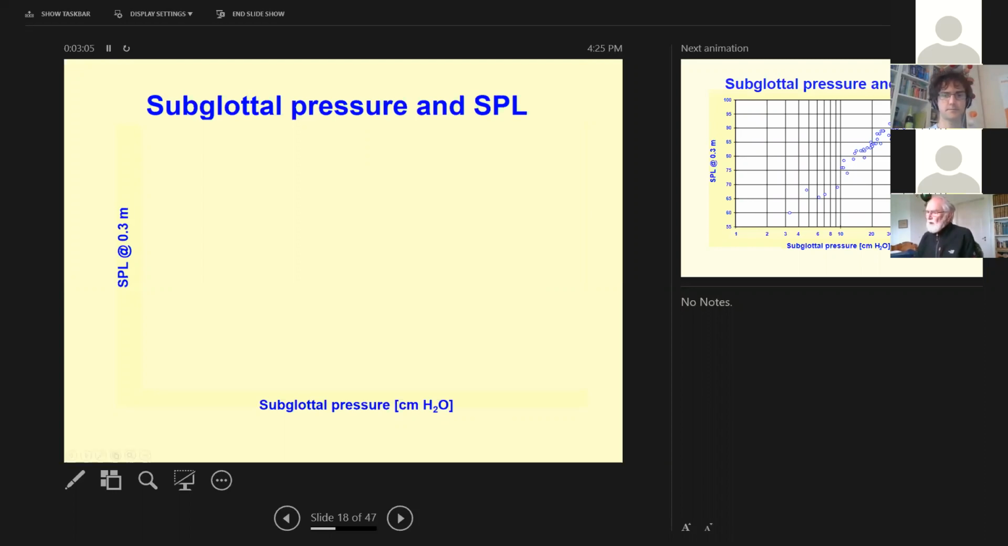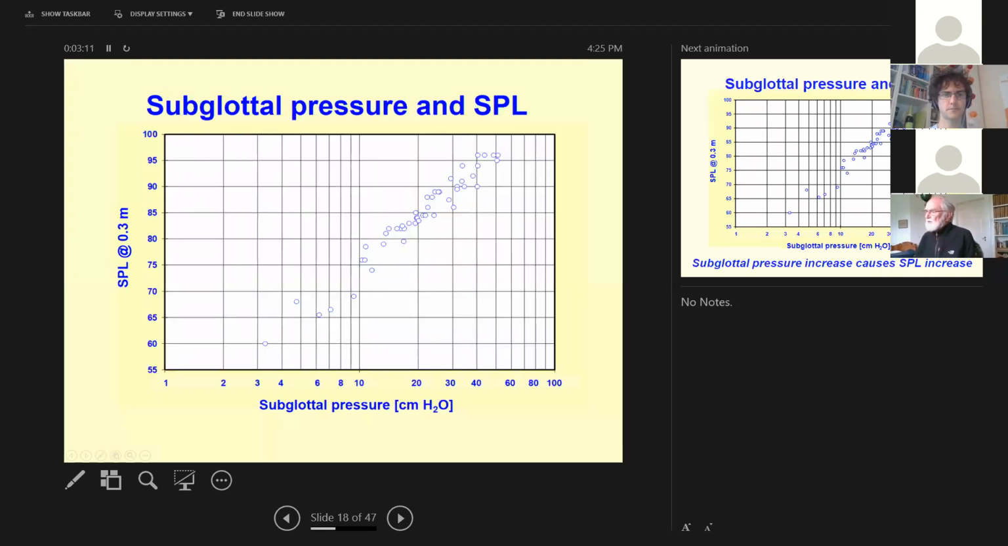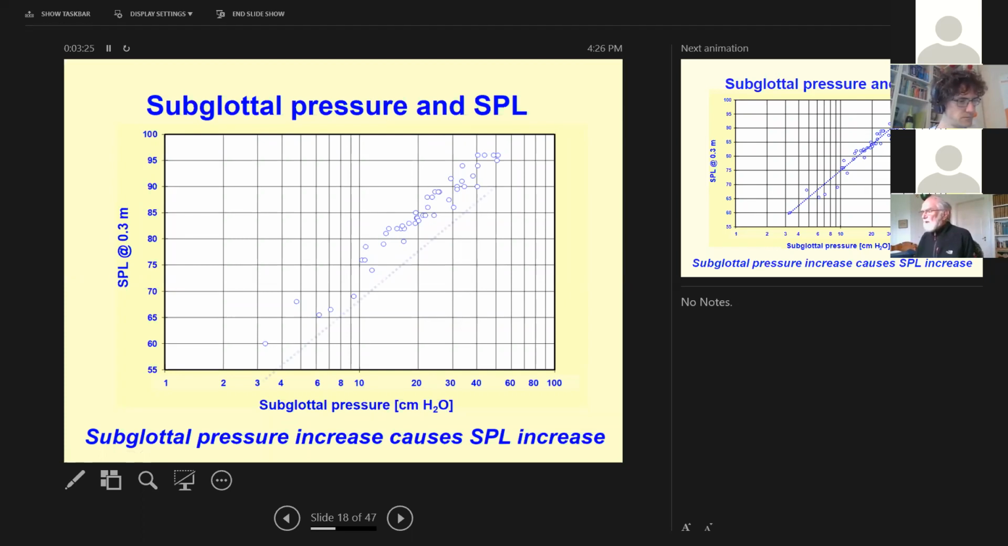So we plot sound pressure level as a function of subglottal pressure here, and this is what you see. So here are a lot of phonations on one and the same vowel at different subglottal pressures. And then you could see that you could approximate the curve with a line, and that allows you to ask a very fascinating question, namely, how much sound pressure level do you get for 10 centimeters of water column? And the blessed thing is that in most cases, people get 75, or something between 70 and 80 decibels sound pressure level at 30 centimeters distance for 10 centimeters of water column.